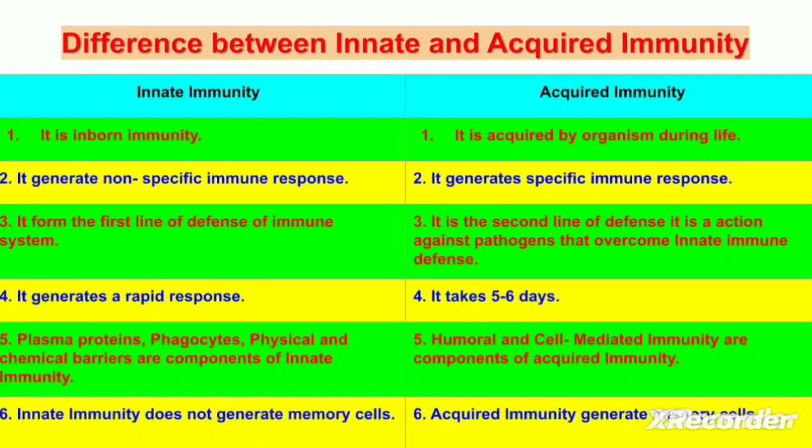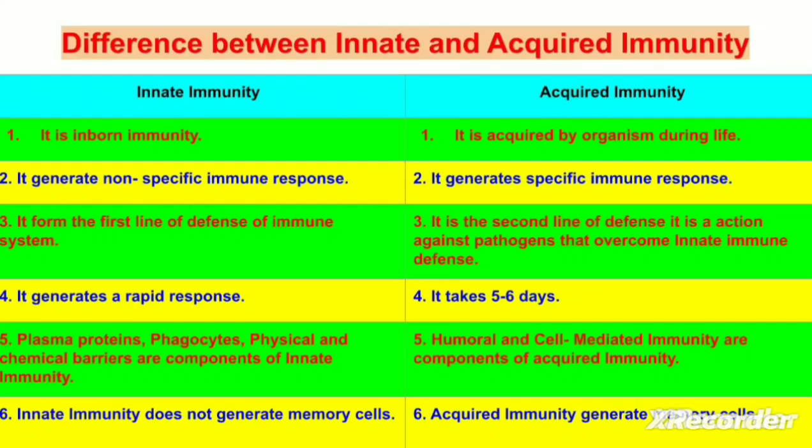Now, difference between innate and acquired immunity. Innate immunity is also known as inborn immunity, and acquired immunity is acquired by organism during life. Innate immunity generates non-specific immune response. Acquired immunity generates specific immune response.